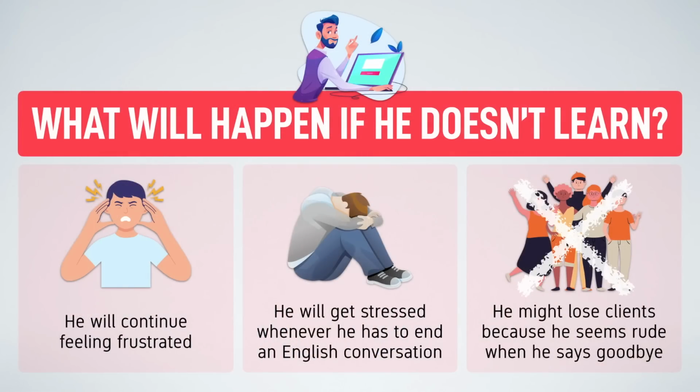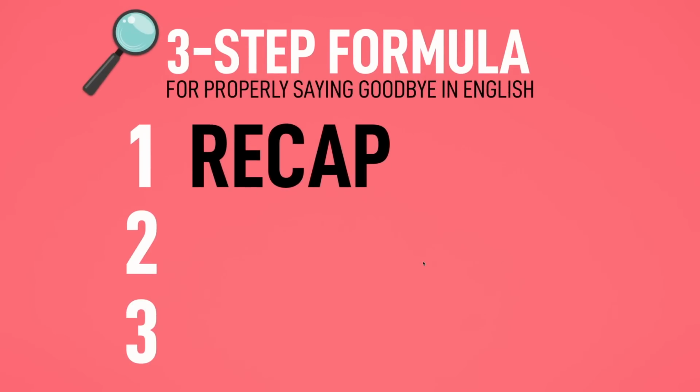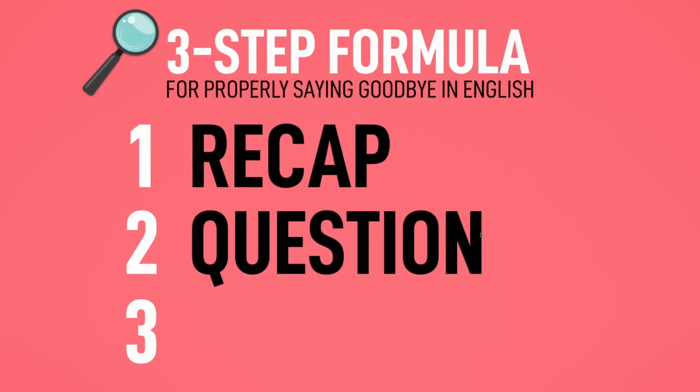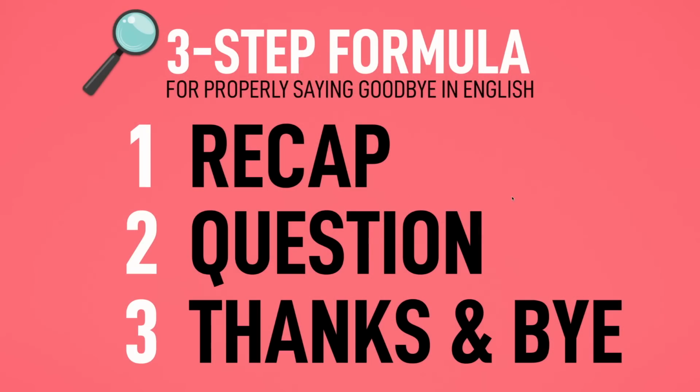So let me give you the 3 simple steps that you can use and that Mike can use in order to say goodbye properly in English. Here's the formula. Step 1, recap. Step 2, question. And step 3, thanks and bye. That's right. 3 simple steps. Again, recap, question, thanks and bye. So let's see exactly what these steps actually involve.